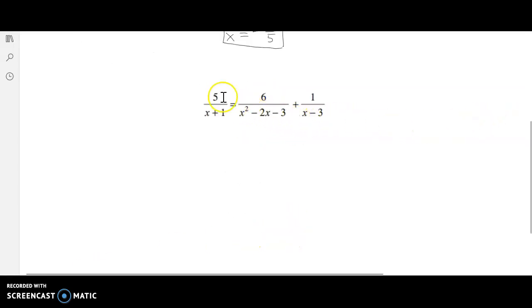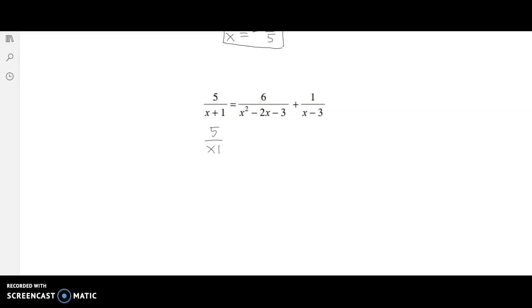All right, let's try one more example. This one's a little bit more complicated, but not too bad still. So anytime that I have a trinomial or something like this in the denominator that looks factorable, I want to go ahead and factor it first, and that's what I'm going to do here. So I have x squared minus 2x minus 3 in the denominator of this fraction, and I'm going to go ahead and factor that. So let me rewrite the whole thing.